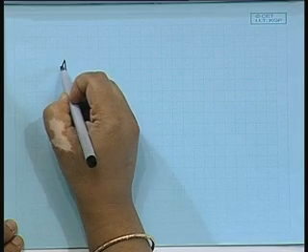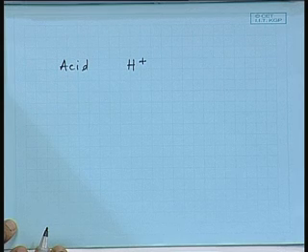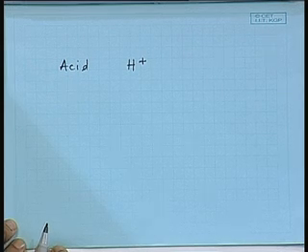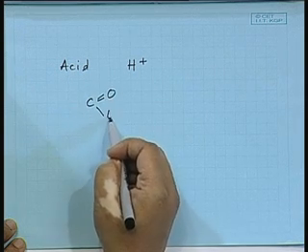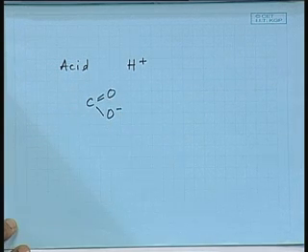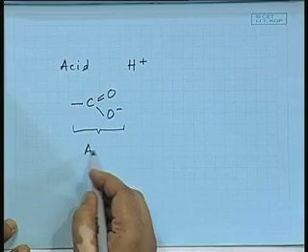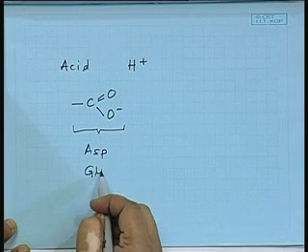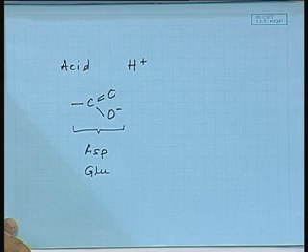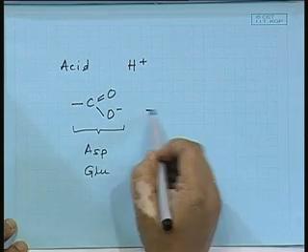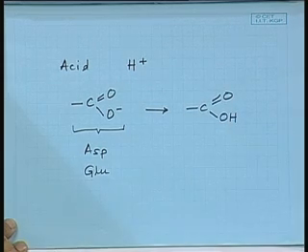What happens if I add acid? It means I am adding H plus. What happens when I add H plus? For example, the acidic groups, what comprises these groups? Aspartic acid or glutamic acid. What is going to happen to them? They are going to get protonated, right? So if they get protonated, what do I get? This is what is going to happen on addition of acid.